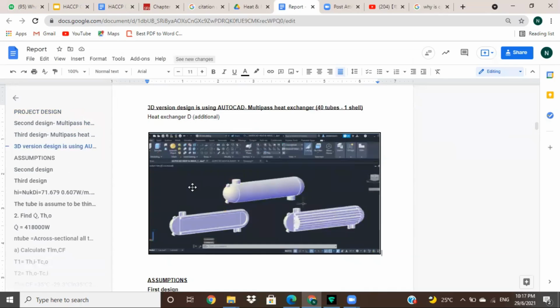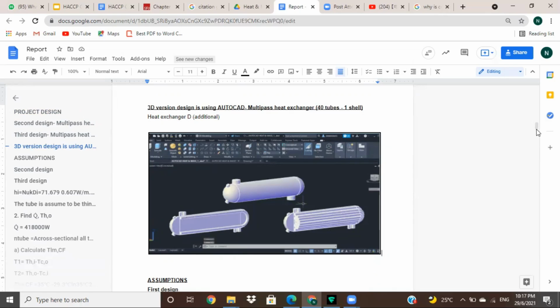This is also the 3D version of the design that I made using AutoCAD, and this is the proof: the 40 tubes and one shell, as the question asked, in the 3D version, and this one is for the one tube and one shell.